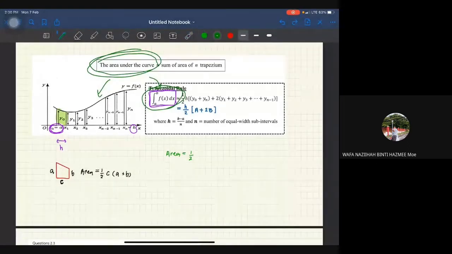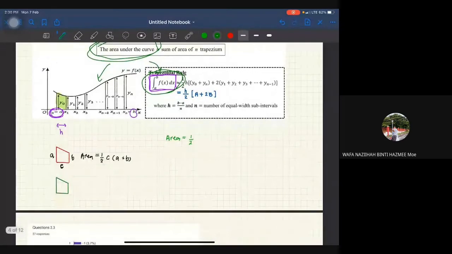Saya lukis lagi satu. Okay. Sorry. Tak sama. Okay.